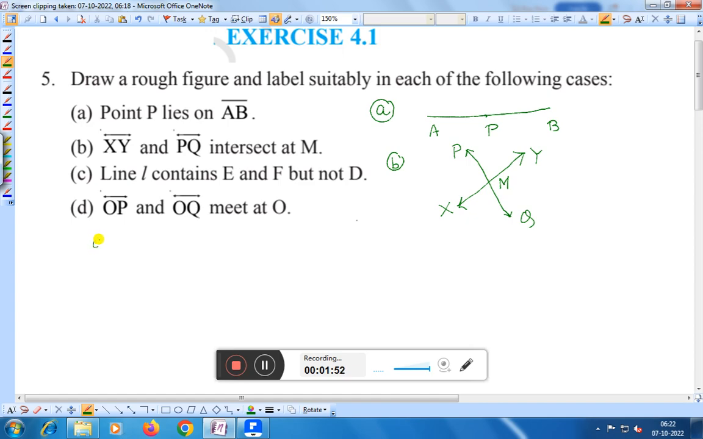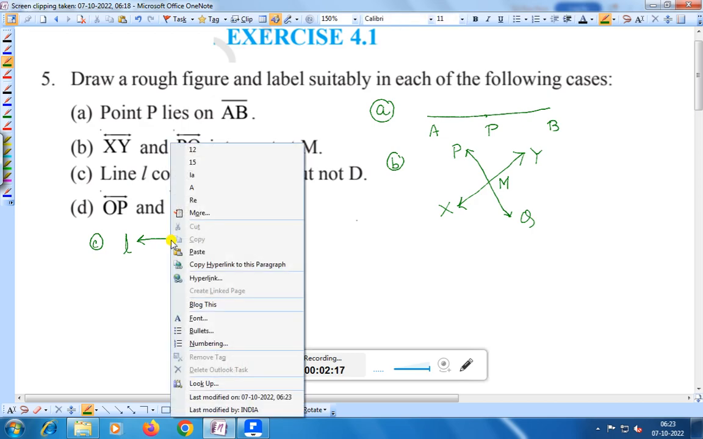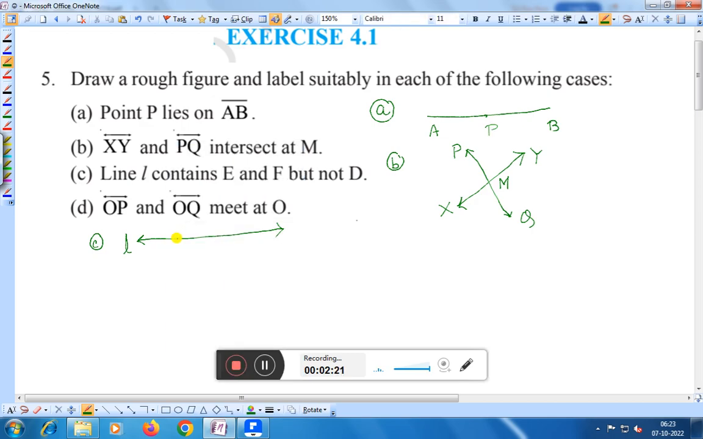Now, question number C. Question number C is line L contains E and F but not D. Suppose we have taken a line. Lines have arrows on both sides. And this can be named as L. This line contains E. Suppose this point is E, and this point is F. And not D. D is another point. Suppose D point is here. Therefore, line L contains E and F but not D.